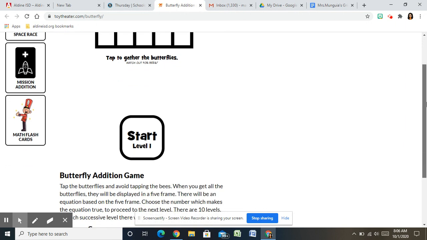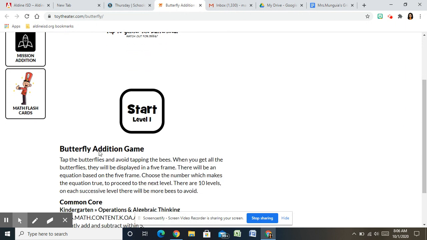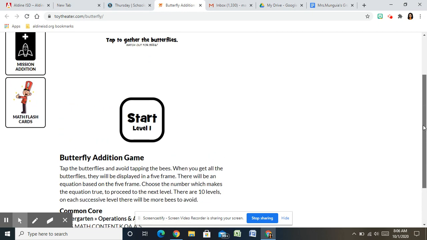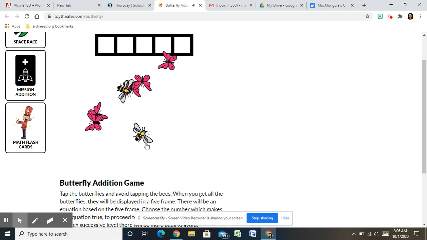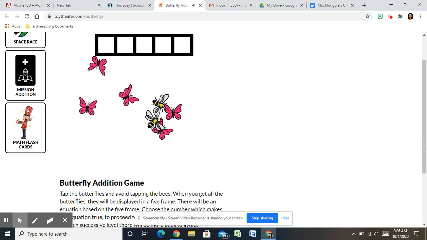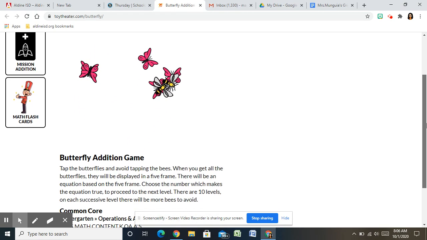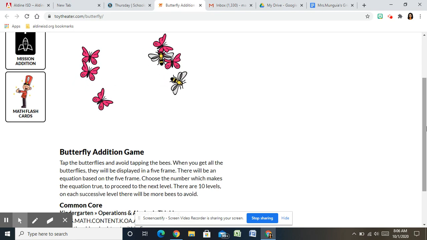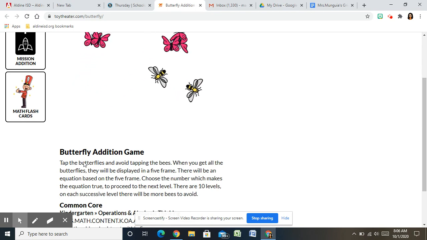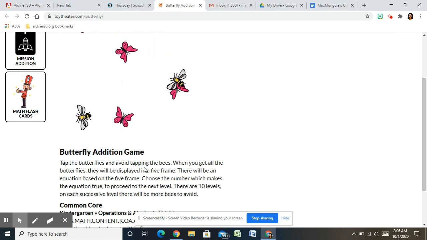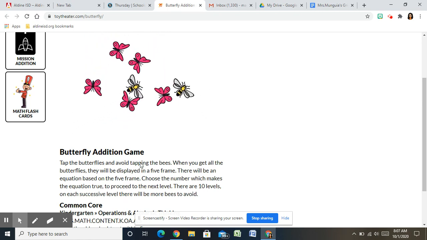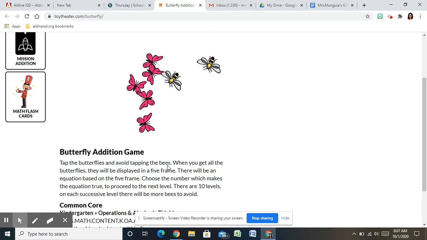I am going to show you how to play the butterfly addition game. So first thing you need to do is select start level one. Then you're going to read the instructions, or your parents can read the instructions. Tap the butterflies and avoid tapping the bees. That means do not touch the bees.